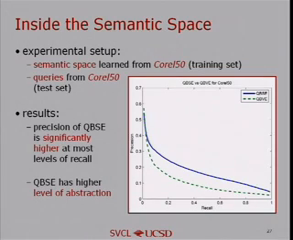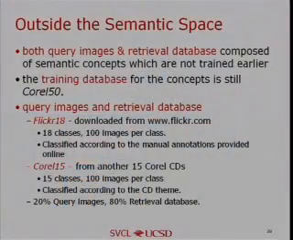As you can see, in blue, we have the performance of query by semantic example. In green, the performance of query by visual example. As you can see, there's a significant improvement of precision at all levels of recall. So this was more or less expected, and this just reflects the fact that this semantic representation has higher level abstraction. The fact that it knows that sky can be blue or orange. So that was expected. More interesting is the performance outside of the semantic space.